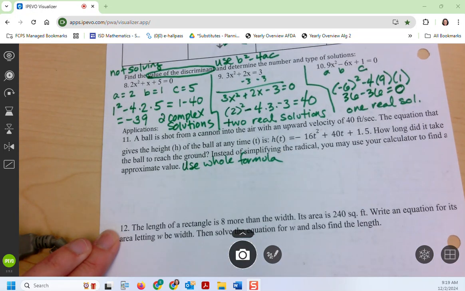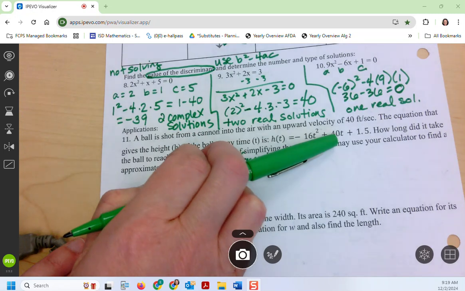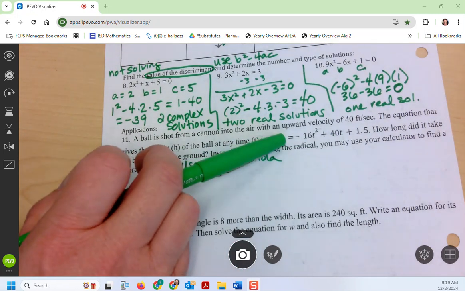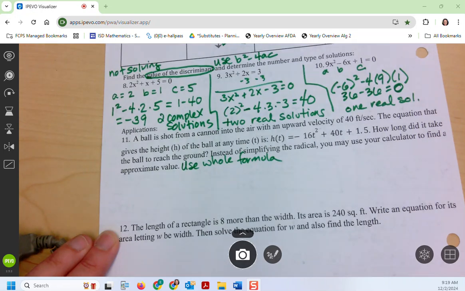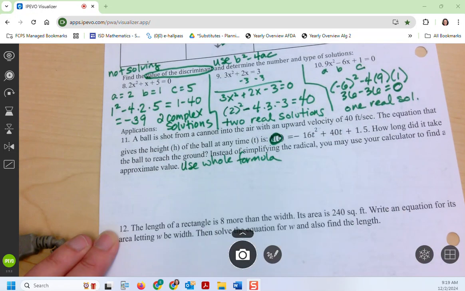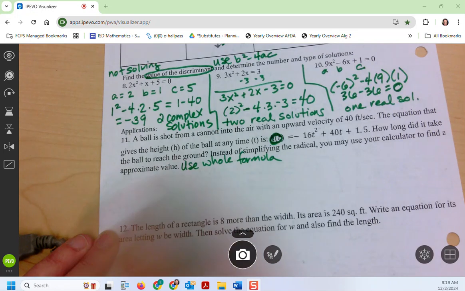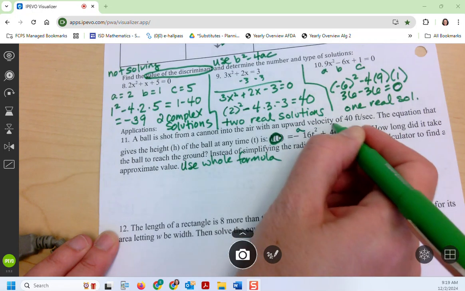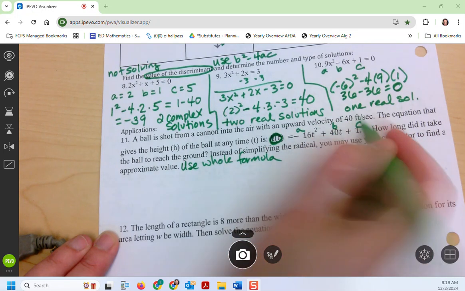And it says the ball is shot from a cannon with upwards velocity of 40 feet per second. That shows up in your formula. The equation to give the height of the ball at any time is h of t equals negative 16t squared plus 40t plus 1.5. How long did it take the ball to reach the ground? So we want to know when it reaches the ground, and that's going to be when the height is 0. So I'm putting a 0 for the height, and now it's already in standard form. So I'm going to use negative 16 for my a, 40 for my b, and 1.5 for my c.